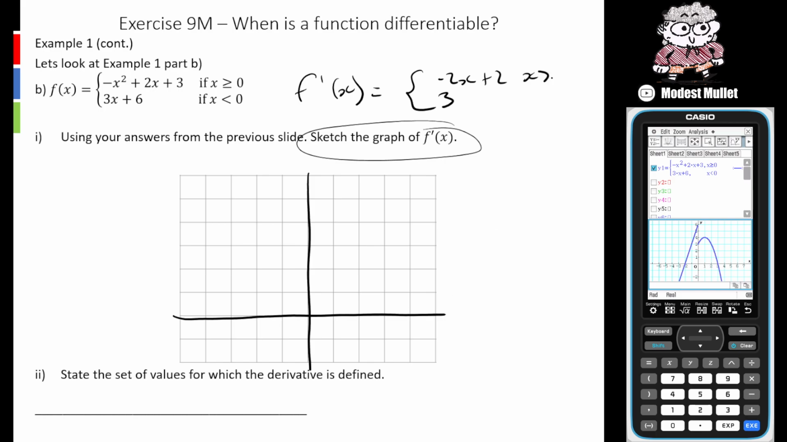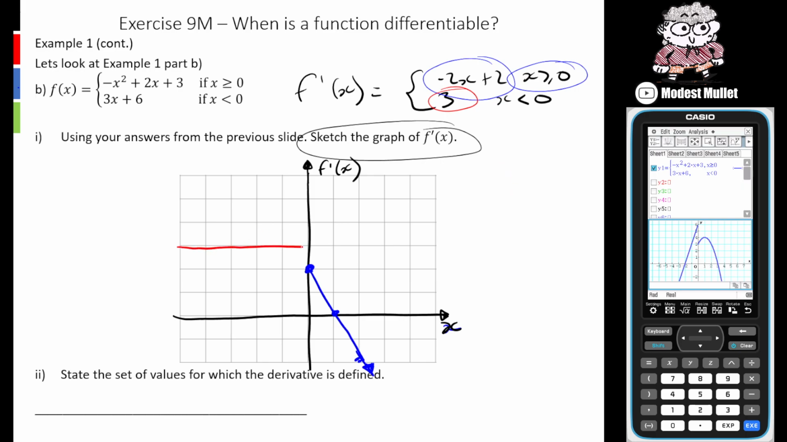this is for x greater than or equal to 0, and that's for x less than 0. So the right-hand side, greater than 0, has a y-intercept of 2 and a gradient of -2, so that's a straight line going down like that. And this is values of x, and this is f dash of x, to clarify. And then the left-hand side is just y is equal to 3 up to that point there.